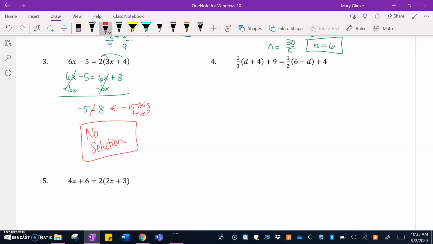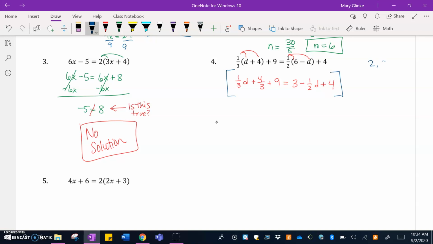Okay, so let's try the next one. We're going to go ahead and distribute on both sides here. You get 1/3 d plus 4/3 plus 9 equals 1/2 of 6 is 3 minus 1/2 of d plus 4. Now we do have a couple of options here. We can combine like terms, or we can go ahead at this moment and just get rid of all of the fractions. And so that's going to be what I'm showing here.